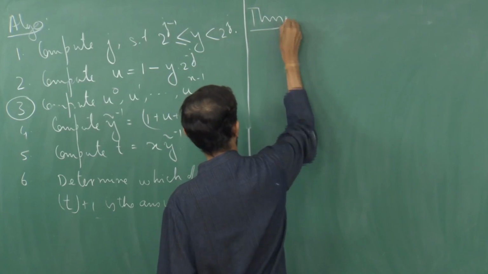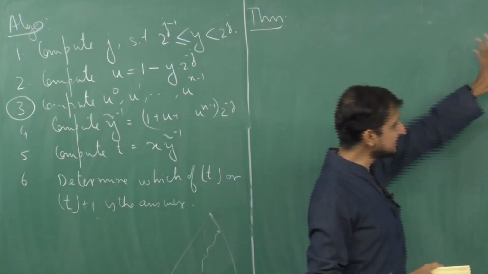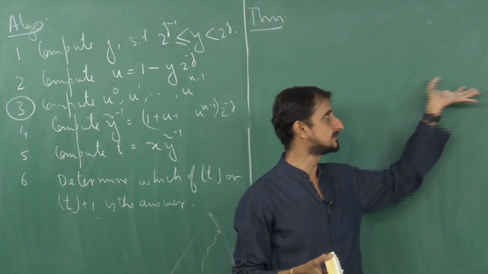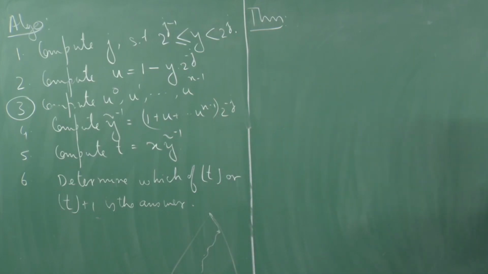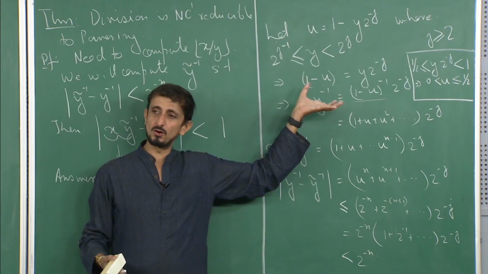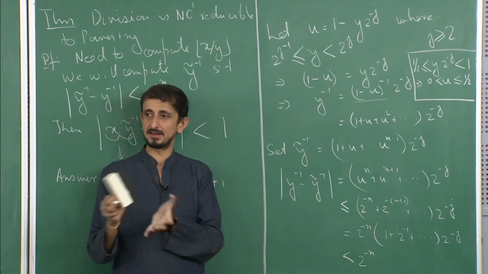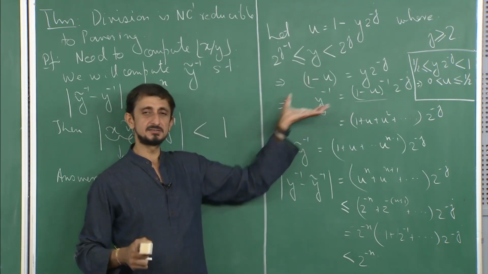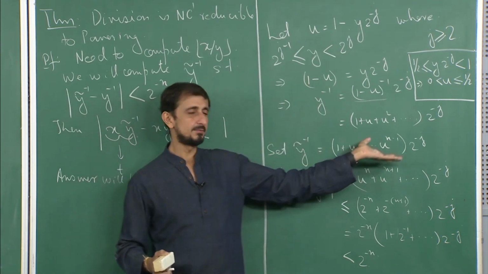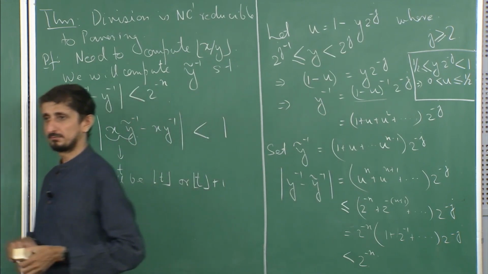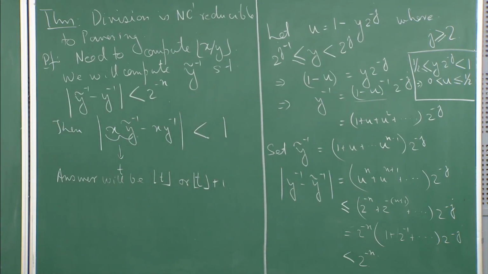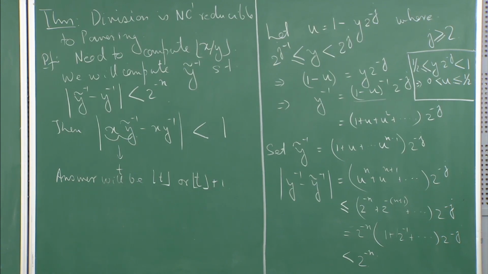What is the fundamental idea in this theorem? The fundamental idea is that I want to compute 1 over y. Instead what I am computing is a quantity like 1 over 1 minus u, and show that these two quantities are kind of similar. Then 1 over 1 minus u can be represented as a sum of a geometric progression. It is a geometric series. That is essentially the idea of this entire thing.